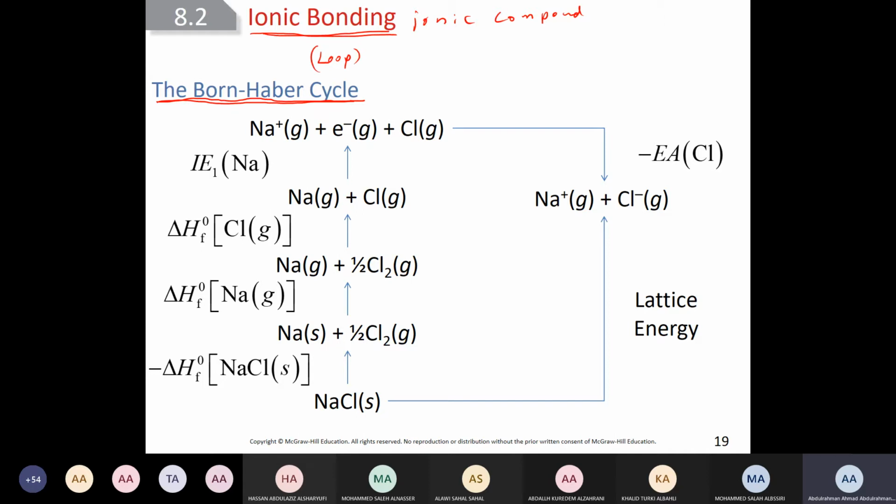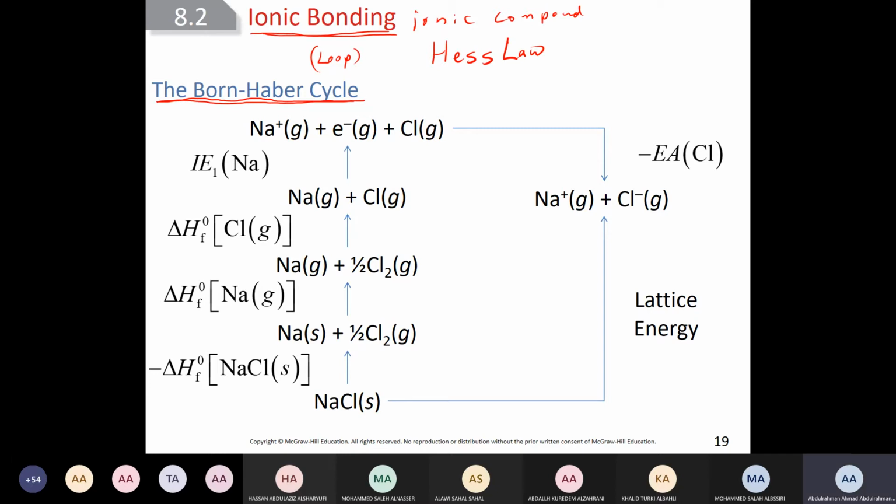But this is exactly similar to Hess's law. What's Hess's law? Remember Hess's law in chapter 5? You calculate the energy of a reaction from what? From another reaction, from other 3 or 4 reactions, or 2 or 3 or 4 or 5 reactions.